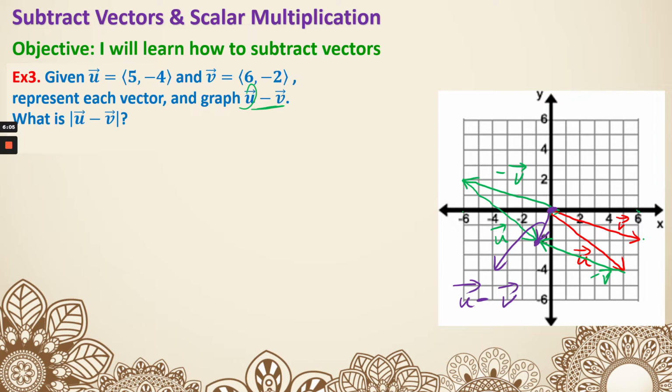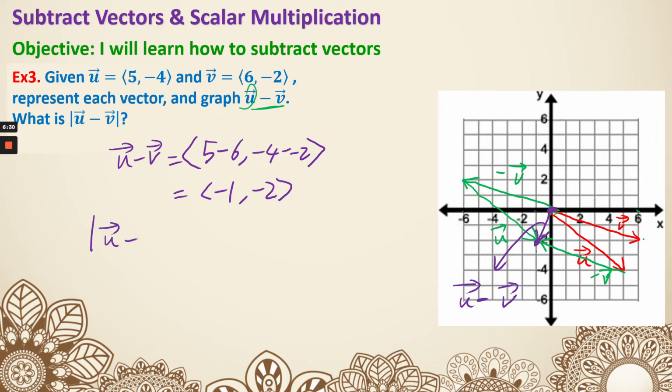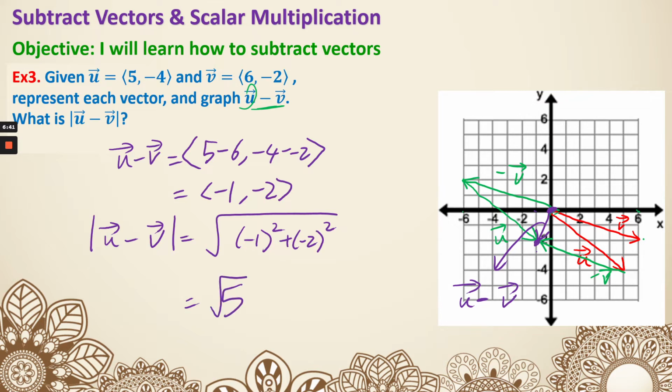Now let's actually check with the components. So if we want to do u minus v, let me rewrite that v. That is going to be 5 minus 6, and pointy brackets, negative 4 minus negative 2. That will give us negative 1, negative 2. And as you can see in the diagram, it is going left 1, down 2, so that is u minus v. As for the magnitude of u minus v, that is going to be negative 1 squared plus negative 2 squared, which is 1 plus 4, which is square root of 5. That is example 3. Moving on.